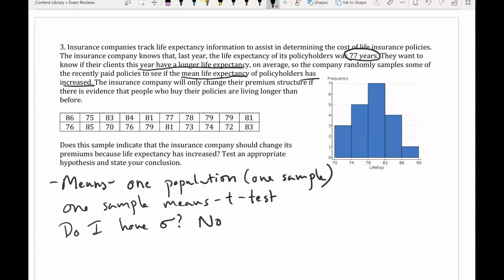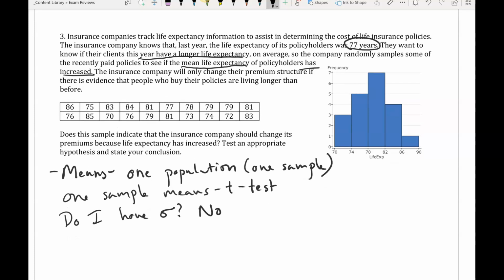And there we go. Okay. One other way to think about this is to think about it with the null and the alternative. So my null hypothesis, if I go through and read here, is going to be H naught: mu equals 77, right? The life expectancy, which is a quantitative variable, is 77. So that's my null. And then my alternative is that mu will end up being greater than 77.